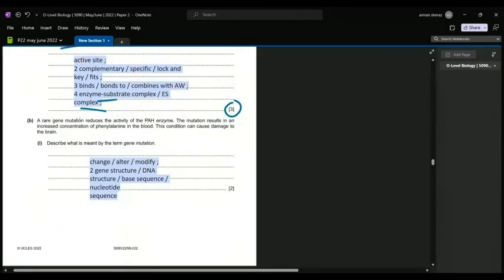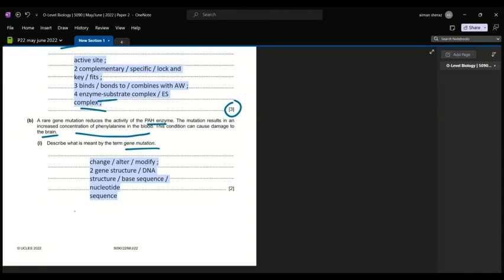Part B. A rare gene mutation reduces the activity of the PAH enzyme. The mutation results in an increased concentration of phenylalanine in the blood. This condition can cause damage to the brain. Part 1. Describe what is meant by the term gene mutation. Now, gene mutation means changing the sequence of the gene structure or the nucleotide sequence, the base sequence. So you could write these two and then you would get 2 marks.